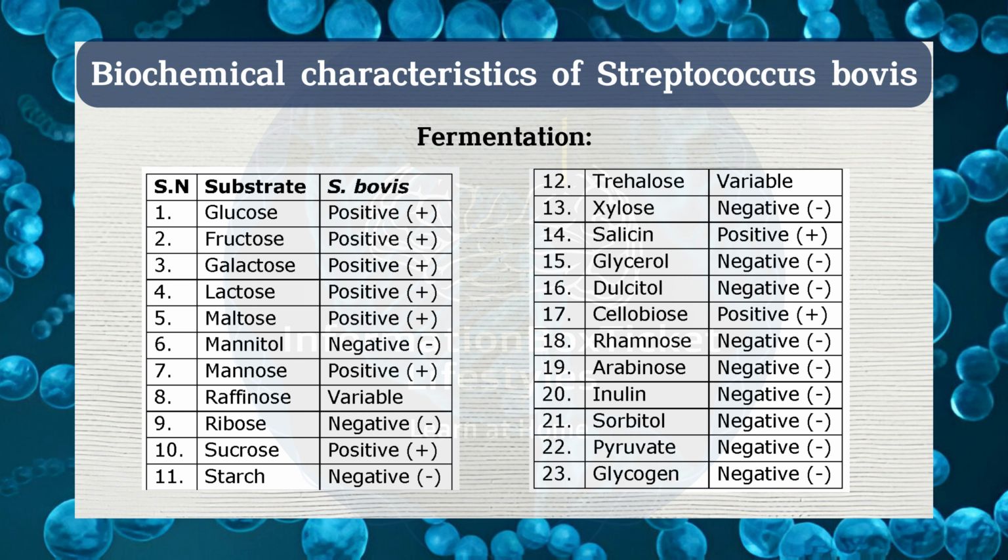Interestingly, its fermentation of raffinose and trehalose shows variable results, suggesting some strain-dependent variability in substrate utilization. This comprehensive fermentation profile provides valuable insights into the metabolic pathways and potential ecological niches of S. bovis, facilitating its characterization and differentiation in microbiological studies and clinical diagnostics.